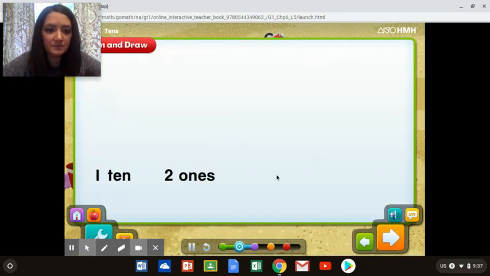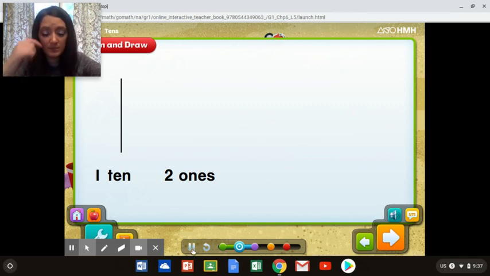Let's solve riddles with 10. I'm thinking of a number that's the same as 1 ten and 2 ones. What's my number? First, use a quick picture to show the 10. Our picture, as you can see here, is a stick. This stick represents 10 pieces, 10 of anything. So when we see this, we know that it equals 10.